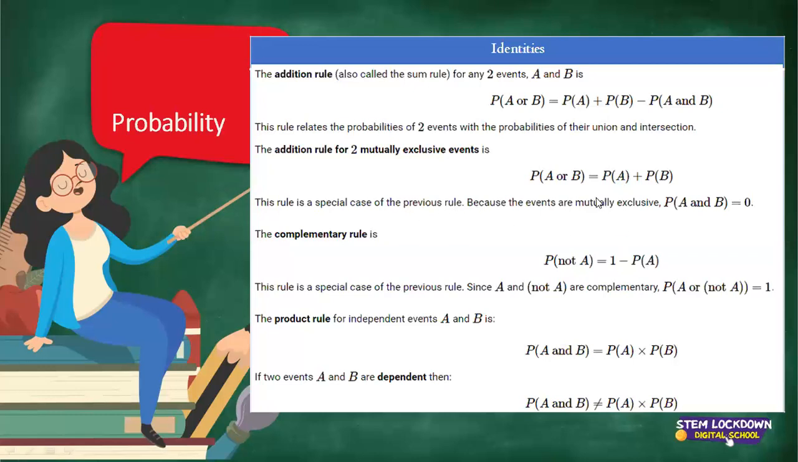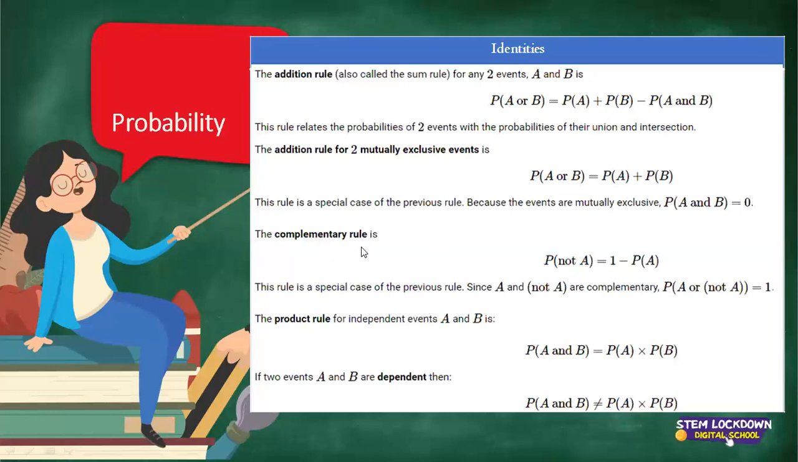So the probability of A intersection B gives us 0 for a mutually exclusive event. Therefore, the probability of event A and B is equal to 0, and that will reduce our addition rule. So our addition rule now becomes what? The probability of A or B equals the probability of A plus the probability of B alone, because the probability of A and B is equal to 0. That is the addition rule for a mutually exclusive event.